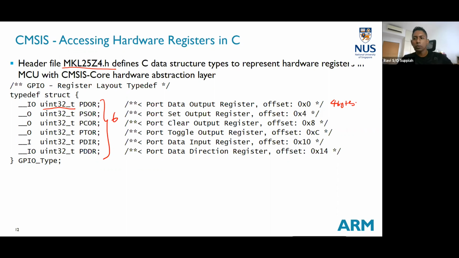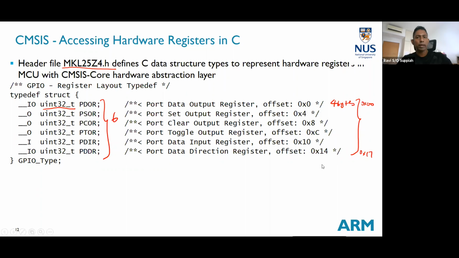That means the space you need over here is 0x00 all the way to 0x17, correct? 14, 15, 16, 17. So you need a total of 18 hex bytes to store this set of registers for each port. So for port A, port B, port C, and so on.